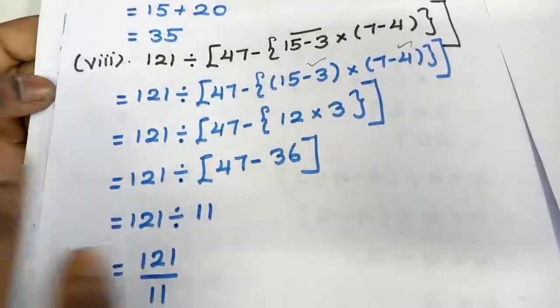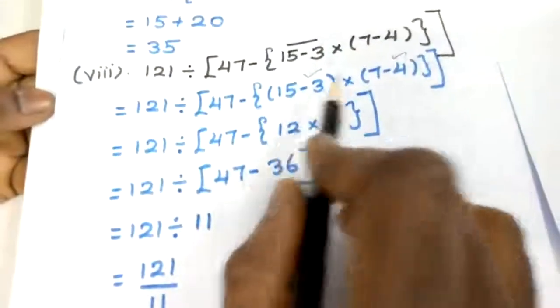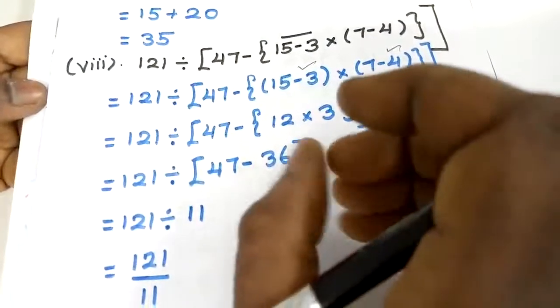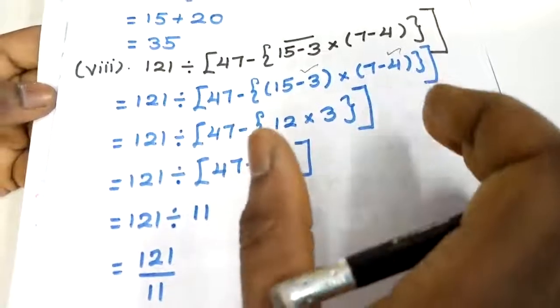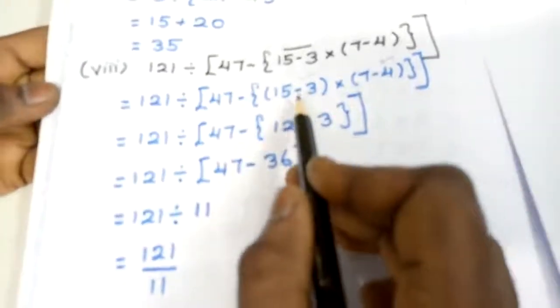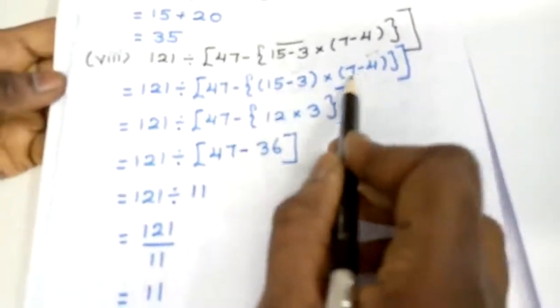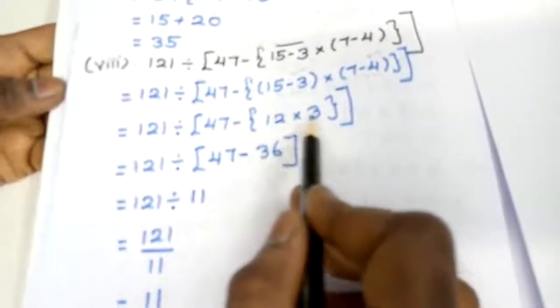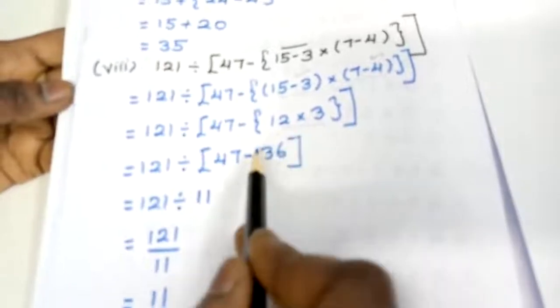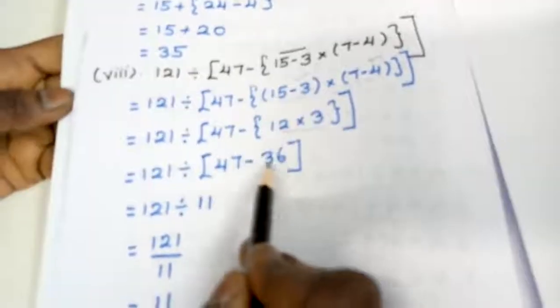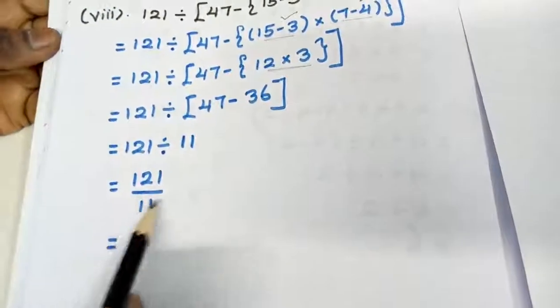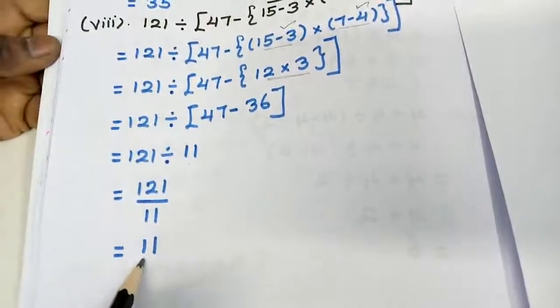Whenever you are going to get brackets, go inside, complete the calculation inside, then you are going to come outside. From the innermost part, then you are going to come to the outermost part. The innermost value I am first completing. 15 minus 3, 7 minus 4, 12 into 3. 12 into 3, multiply, students, you will get the value as 36. Then I am having only one bracket. 47 minus 36, 11. Divide, 121 divided by 11, you will get the value as 11.